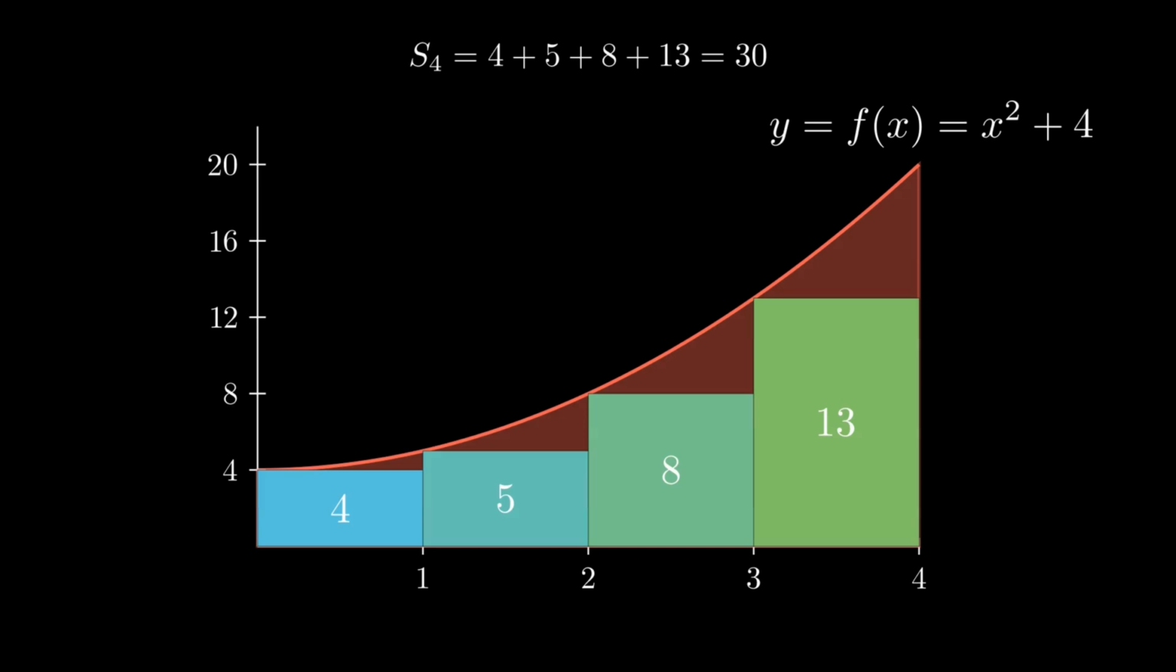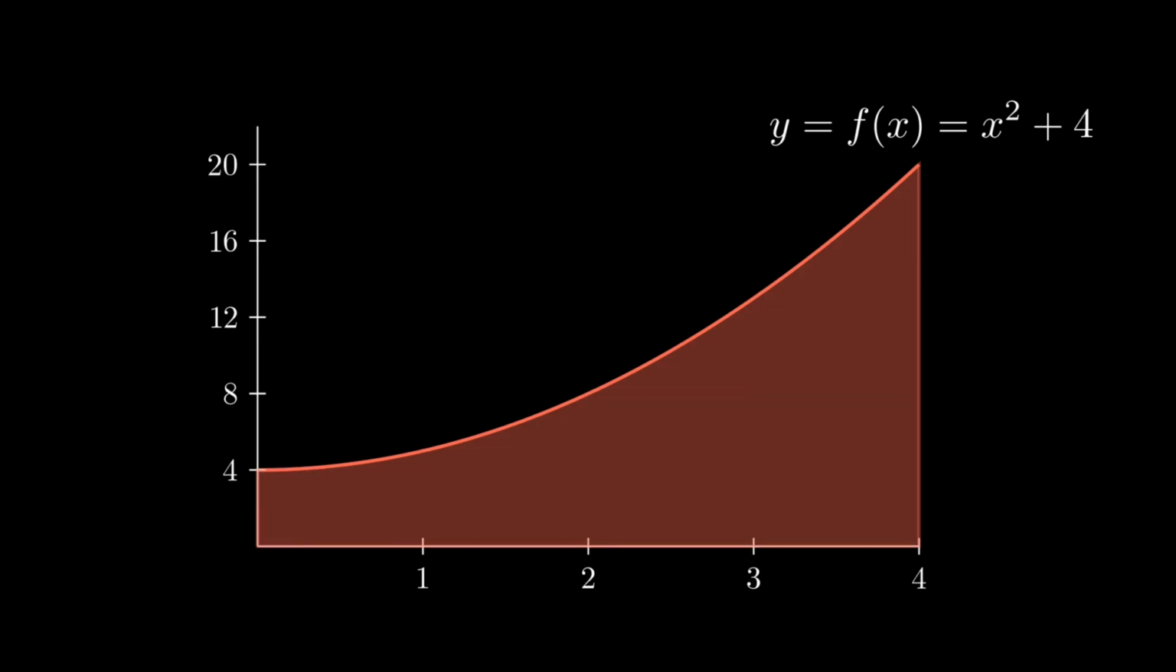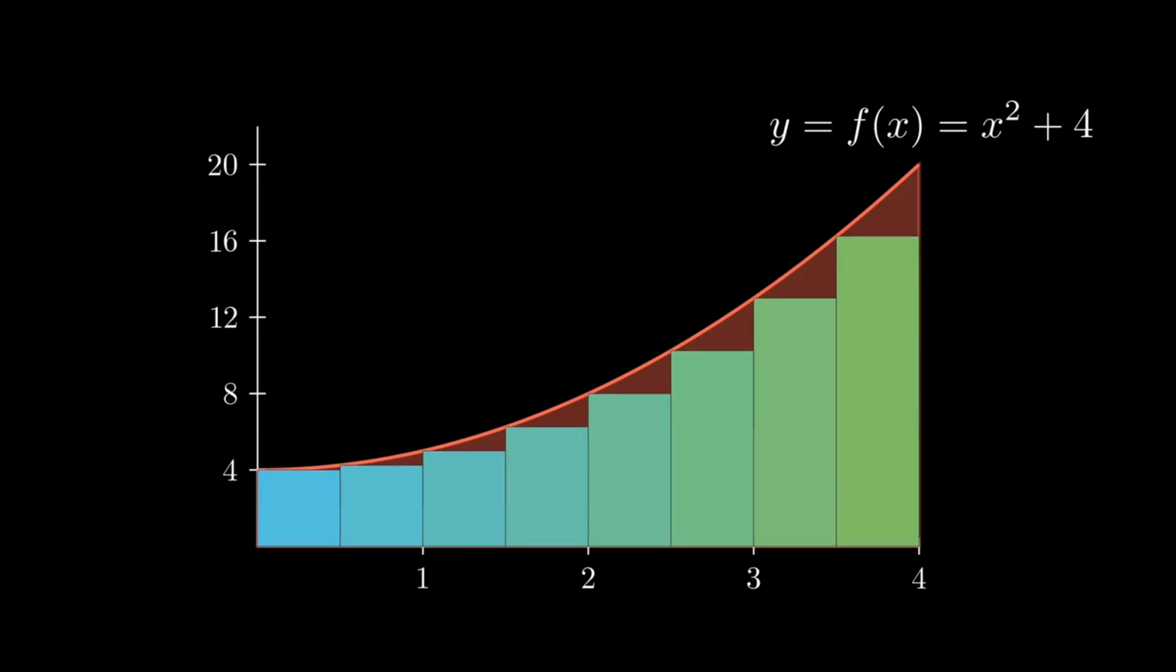This is our approximation, but how close is it to the exact area under the curve? Our previous approximation wasn't accurate enough. So we'll divide the shape into 8 rectangles instead of 4. Each rectangle now has a width of 0.5. Continuing similarly, we can calculate the areas of all 8 rectangles. 2 plus 2.125 plus 2.5 plus 3.125 plus 4 plus 5.125 plus 6.5 plus 8.125. We get S8 equals 33.5 square units, which is closer to the true area than our previous S4 equals 30.